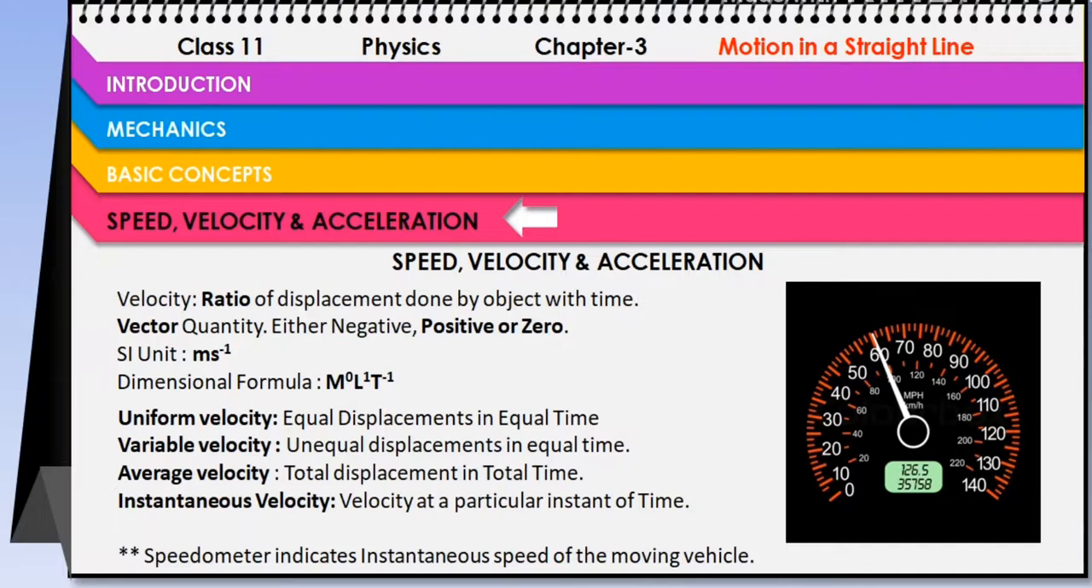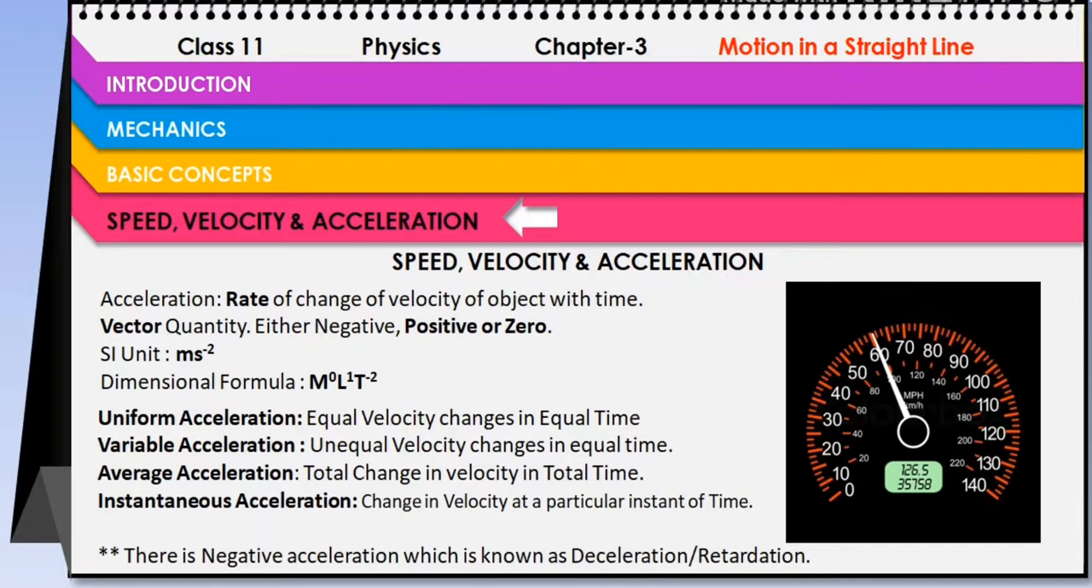Now again let us talk about the types. Uniform velocity: equal displacement in equal time. Variable, that is non-uniform velocity: unequal displacement in equal time. Average velocity: total displacement in total time. Instantaneous velocity: velocity at a particular instant of time.